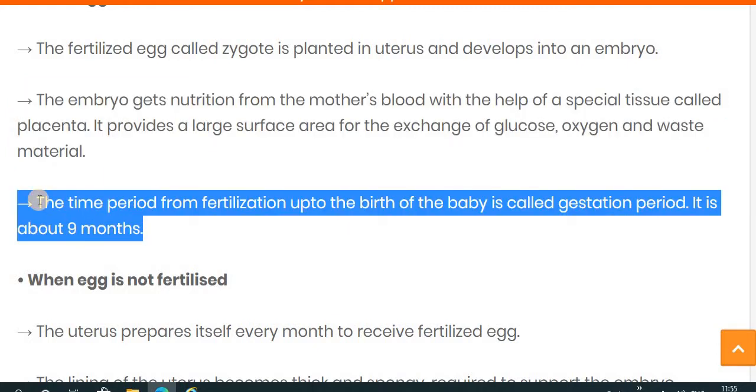Then the gestation period. What is the meaning of gestation period? The gestation period is the time from fertilization up to the birth of the baby, and in human beings it is approximately 9 months.